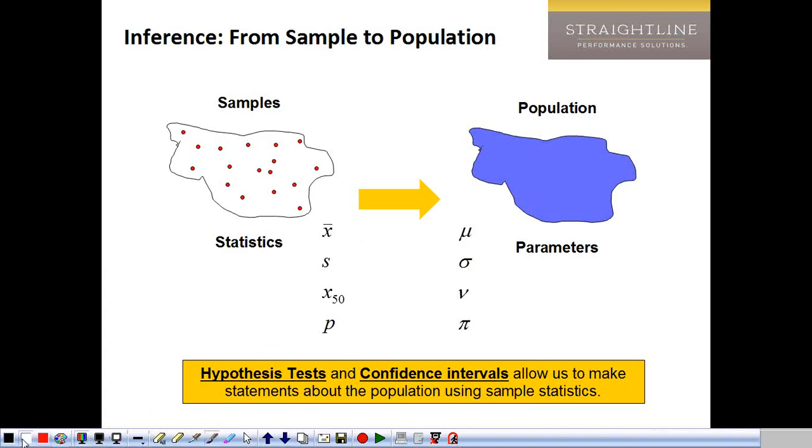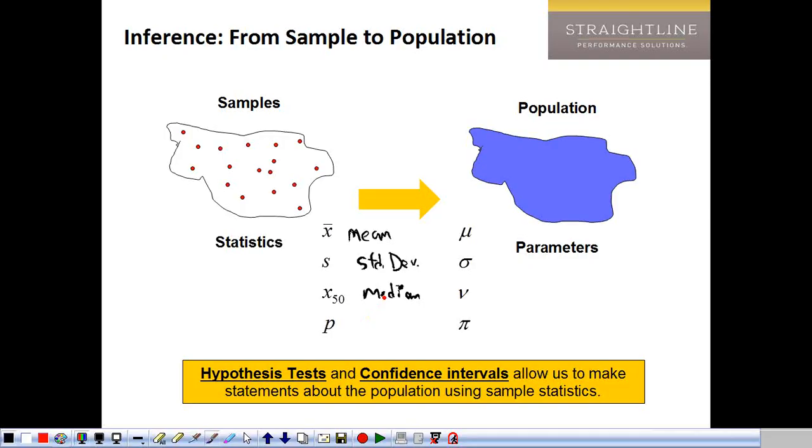I can calculate something called the mean, right? And that's this guy right there, X bar. We often call it the mean. I'm going to try from now on to call that the sample mean. Or I might be able to calculate S, which is the standard deviation. Or actually, it's an estimate of the standard deviation. And here I've got X50, which is the median. X50 just means it's the 50th percentile. And here I've got P, which is a proportion. I can say proportion good, proportion bad.